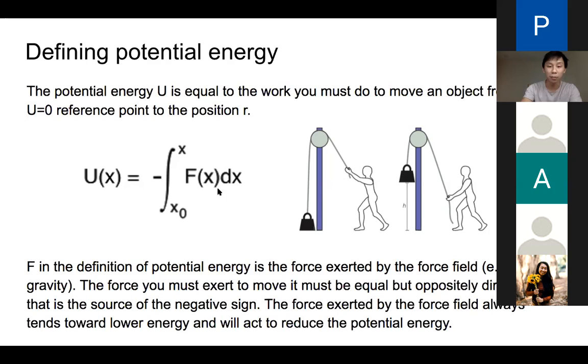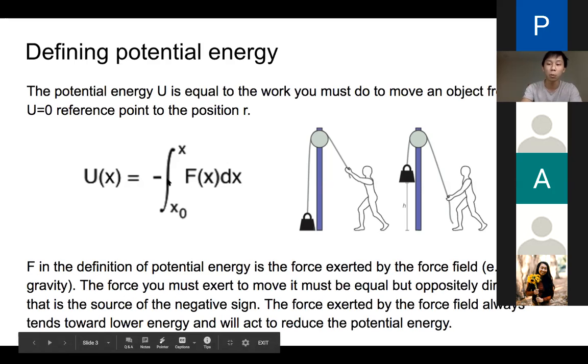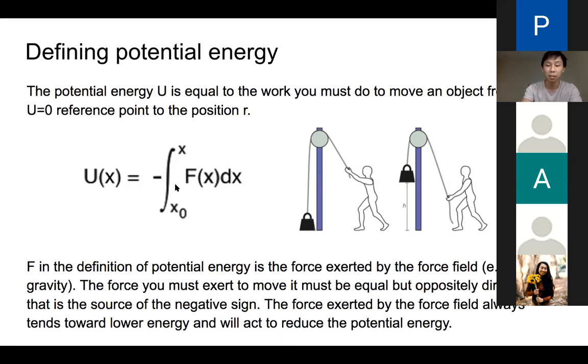I think it's important to note that the force in the definition of potential energy is the force exerted by the force field, for example, gravity. The force you must exert to move it must be equal but oppositely directed, and that's the source of the negative sign. The force exerted by the force field always tends towards lower energy and will act to reduce the potential energy. Just as intuitively, if you want to increase your potential energy, you have to do work against the force field. If you want to gain gravitational potential energy, you have to work against gravity. If you want to gain elastic potential energy in your spring, you have to work against the spring. And if you let the spring or the gravitational force field do work, you lose potential energy. If you let the spring do whatever the spring wants to do, you lose potential energy.